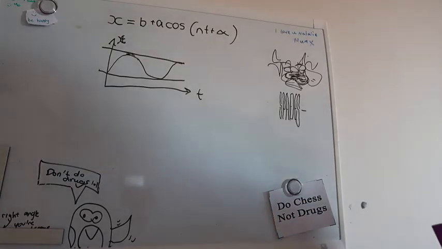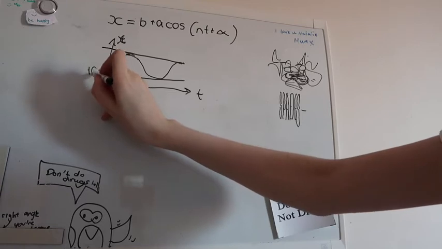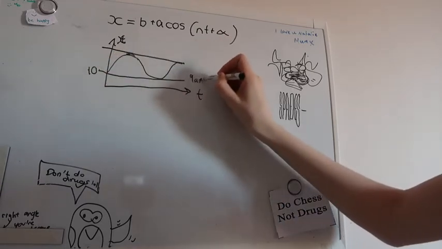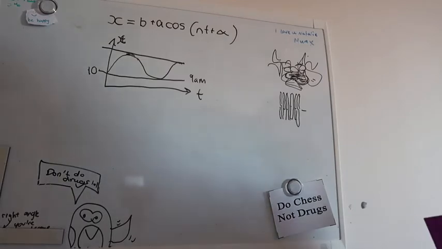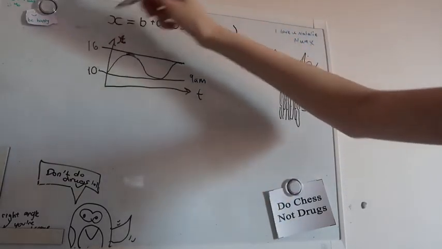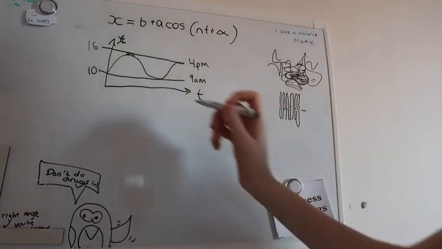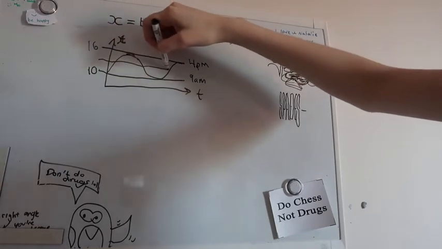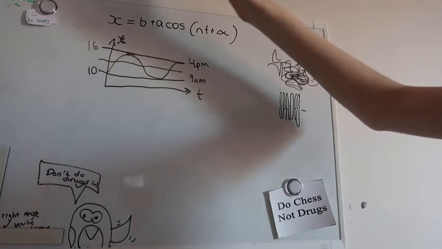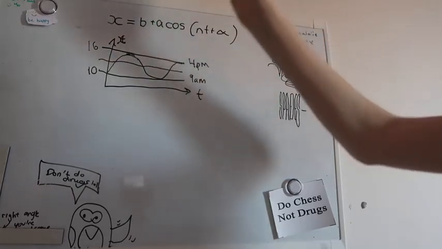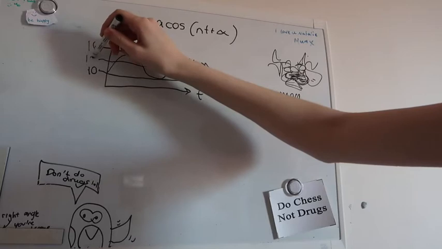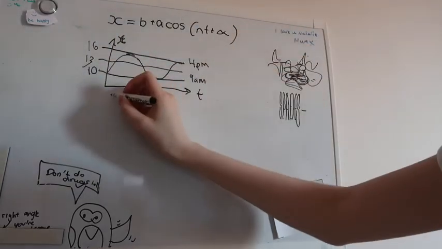Okay, so we're given that at low tide it is 10 meters deep at 9 a.m., so we can put that here. And when it is high tide, it is 16 meters deep at 4 p.m., so we can put that there. So we have some basic information. Now what are we going to do? Let's draw another line. This is going to show us the amplitude. We have 10 and 16. What is the middle number? That is 13.